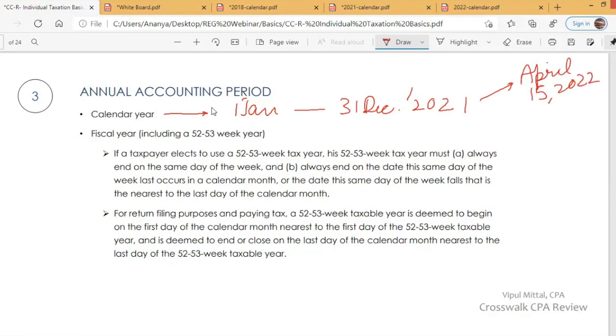Holiday rule works. For those who are outside the United States, yes, the due date is not April 15th, 2022, but June 15th, 2022, that is the extended due date.